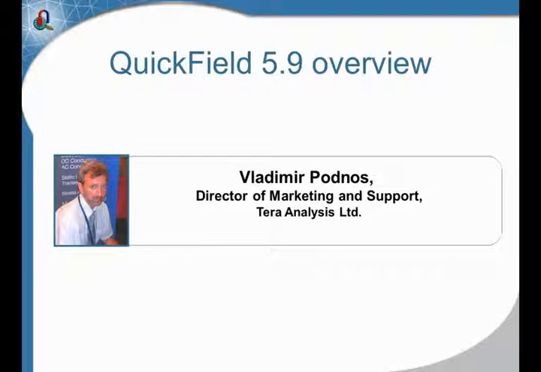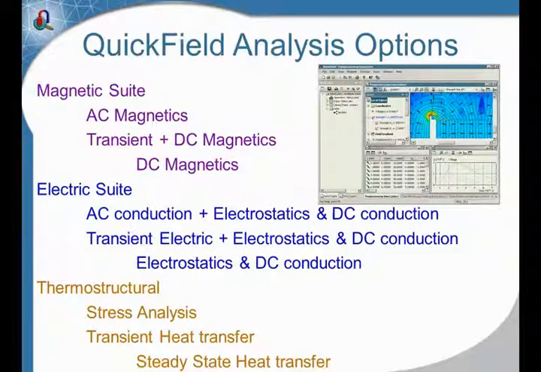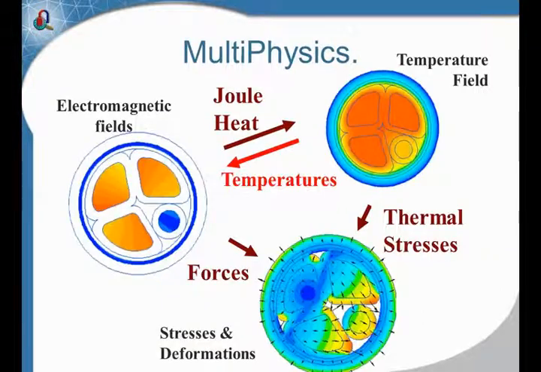As most of our audience knows, QuickField is a fast and efficient finite element software with extremely simple and straightforward user interface. Set of possible problem formulations is shown on this slide. As you see, it includes electromagnetic, heat transfer, and stress problems. All these types of analysis may be used in combination as coupled MultiPhysics analysis. This slide shows possible ways of interacting between different types of analysis, and the feature which is introduced in 5.9 is shown right on this screen.